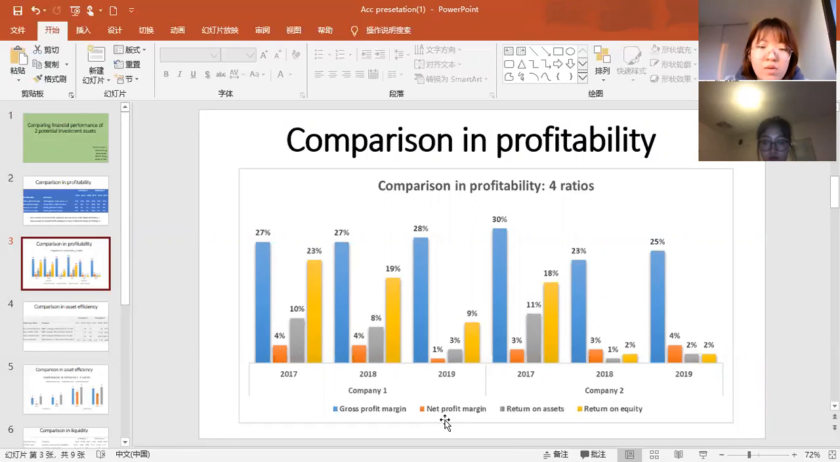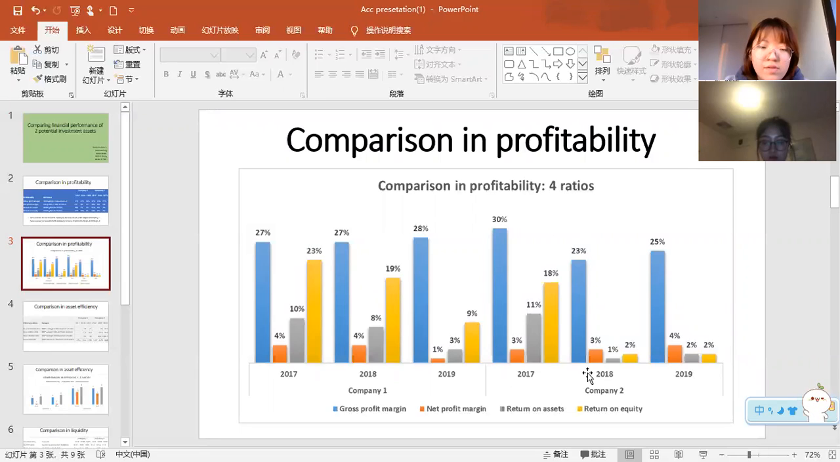Well, $1 of equity used by company one created 0.09 net profit, which is more than 0.02 of company two. And $1 of assets used by company one created 0.03 net profit. It's more than $0.02 of company two.